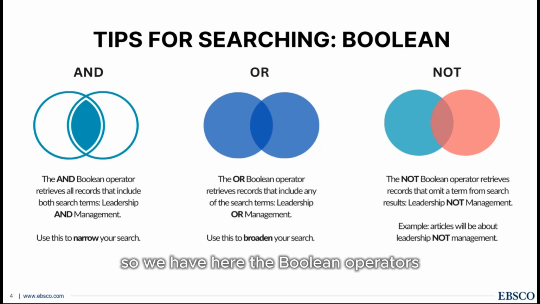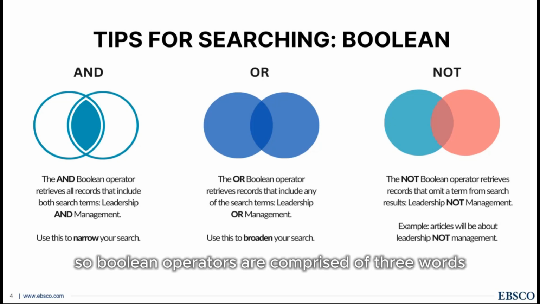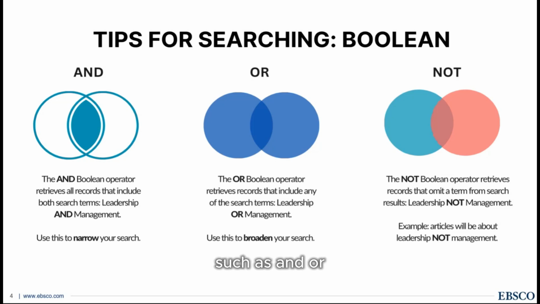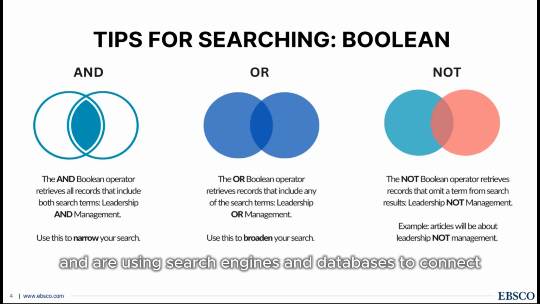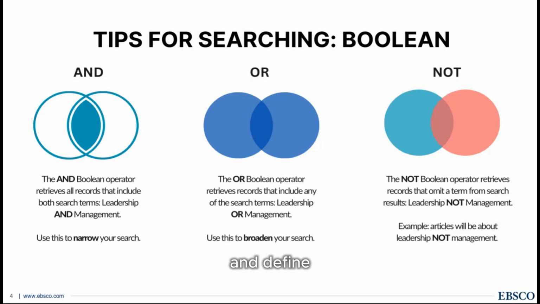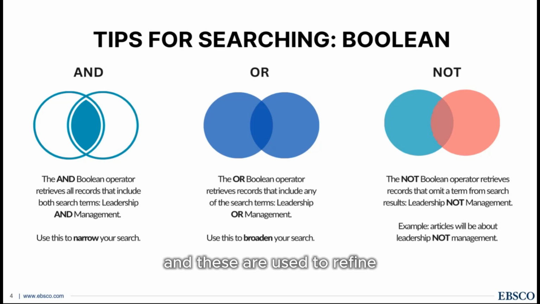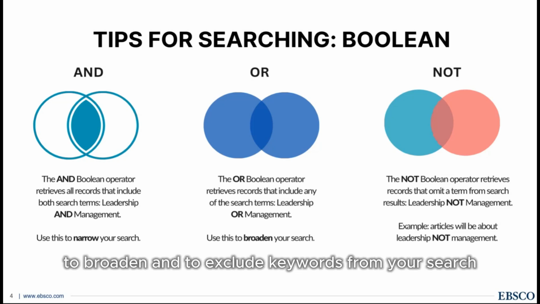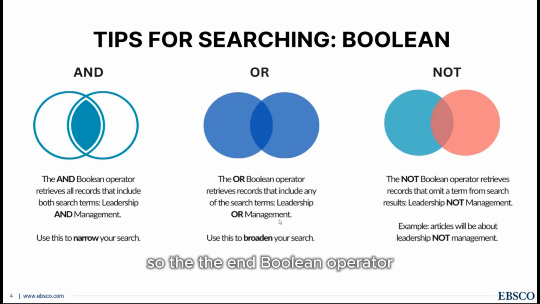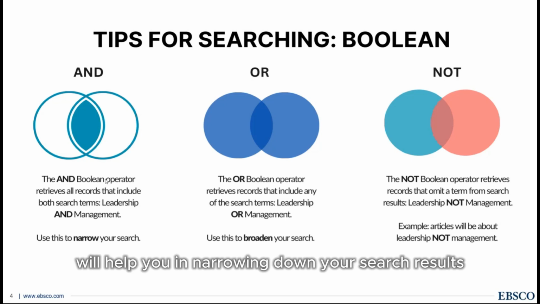So we have here the Boolean operators. Boolean operators are comprised of three words such as AND, OR, and NOT, and are used in search engines and databases to connect and define the relationship between keywords or phrases. These are used to refine, to broaden, and to exclude keywords from your search. The AND Boolean operator will help you in narrowing down your search results.